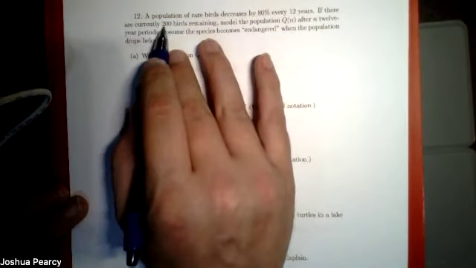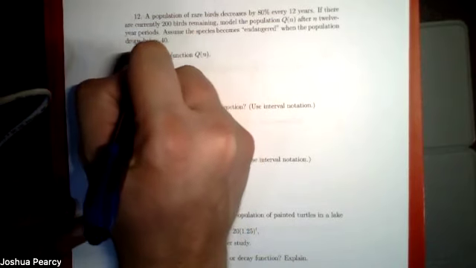So let's move on to number 12. This says a population of rare birds decreases by 80% every 12 years. If there are currently 200 birds remaining, model the population Q of n after n 12-year periods. Assume the species becomes endangered when the population drops below 40. So here we want to again write an exponential function for this. So it's going to be Q of n.